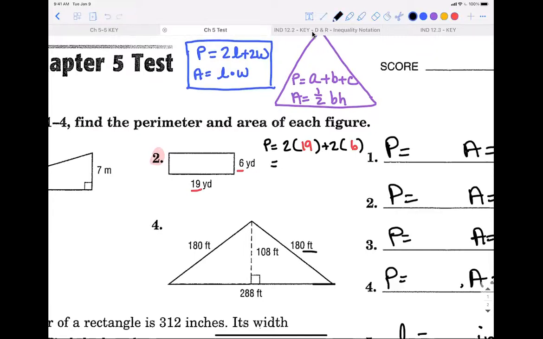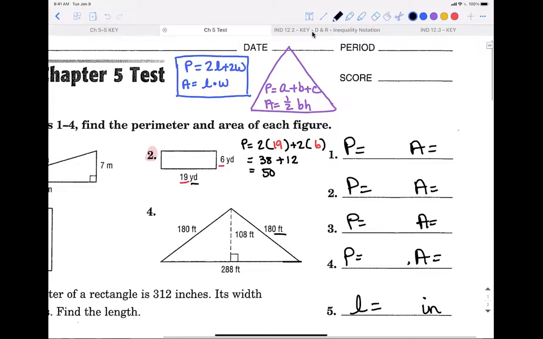2 times 19 is 38, plus 2 times 6, which is 12. And 38 plus 12 is 50. And because it's yards, I'm going to label it yards. And then on number 2's line, I'm going to come over here and I'm going to plug in the perimeter is 50 yards. Now, as always, make sure you write the work down because to get credit, you have to show your work and write your answer. So please make sure to show your work here.